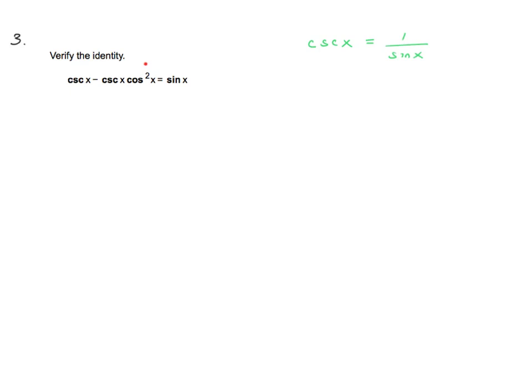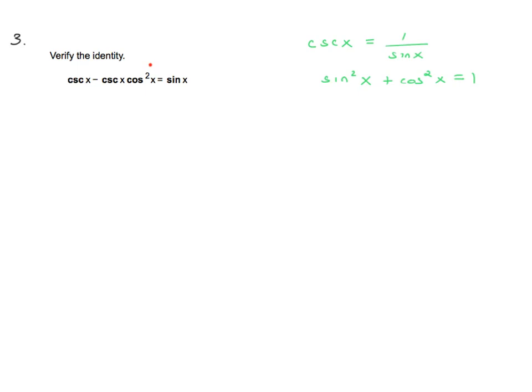Something else I'm noticing is this cosine squared of x. There's a fundamental identity, which is that if you take sine squared and you add it to cosine squared, this is equal to 1. So with these couple of notes, I'm going to now try to simplify the left side of this equation.